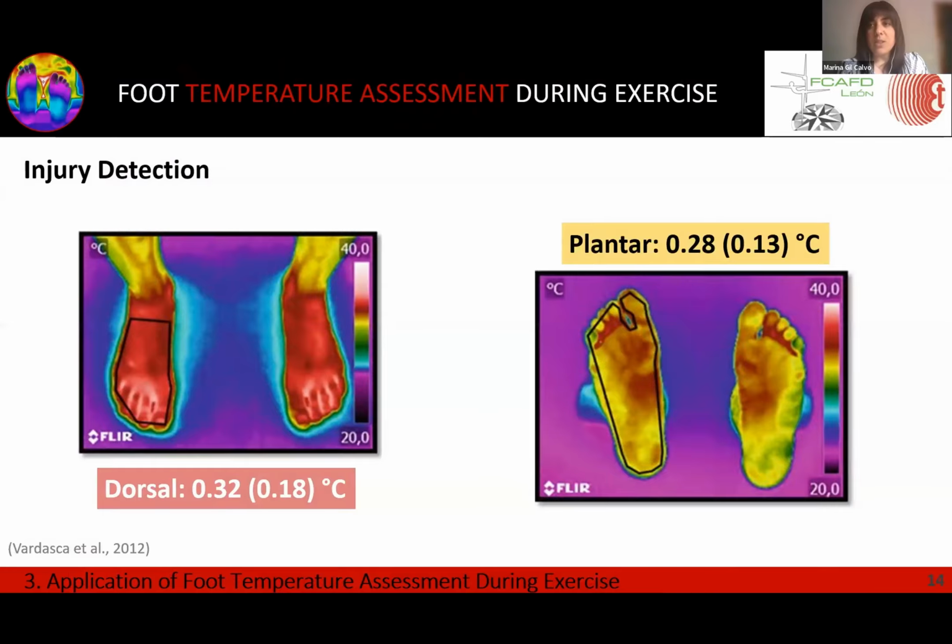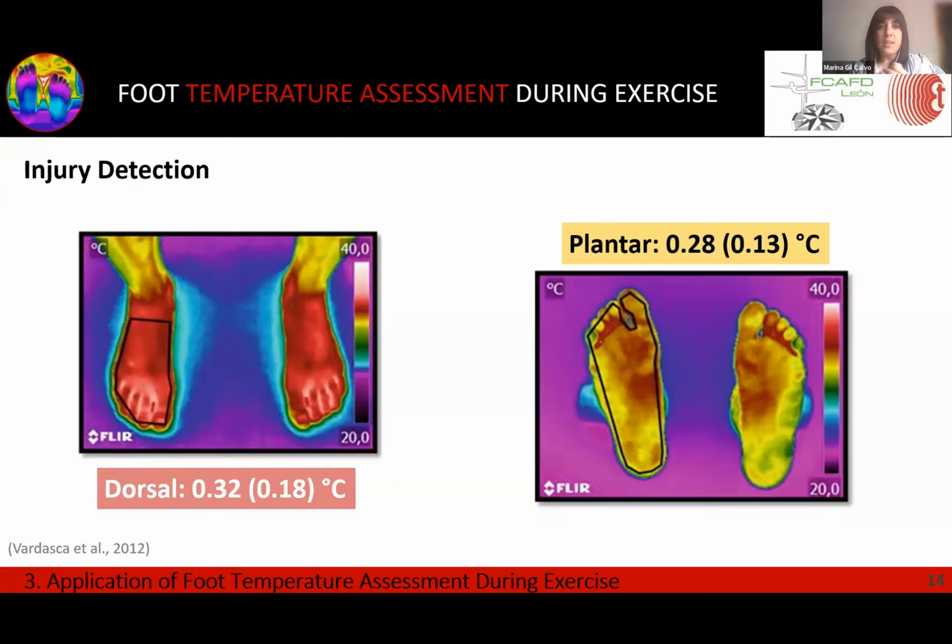One of the main applications that Felipe also talked about is injury detection. Of course, the systematic reviews that all of us know report good sensitivity and specificity when assessing these musculoskeletal injuries.